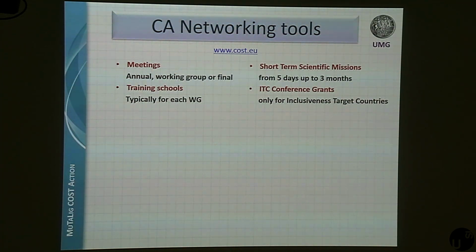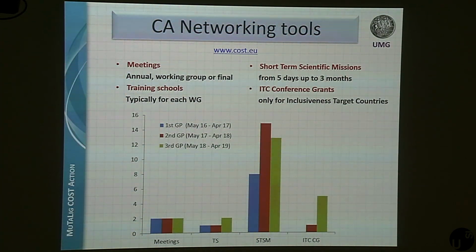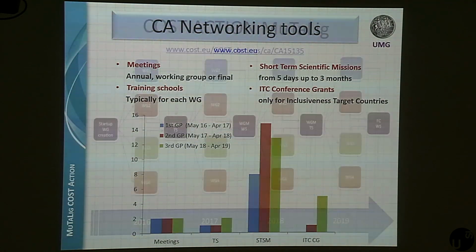But also we have ITC Conference Grants. That is a new tool that was introduced a couple of years ago, actually after we started. And it is related to young investigators working in the inclusiveness country only, that may want to present in a meeting their results. Meeting, not cost meeting, so another kind of meetings. And this is another tool that you can use.